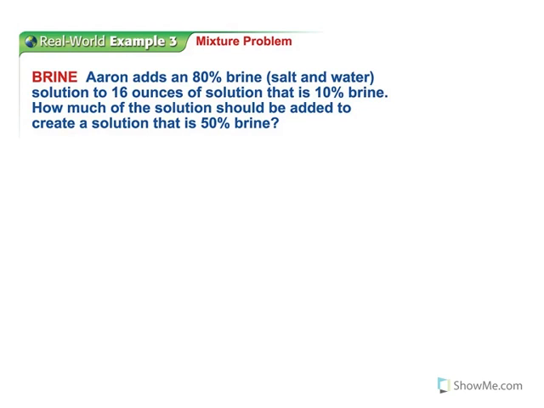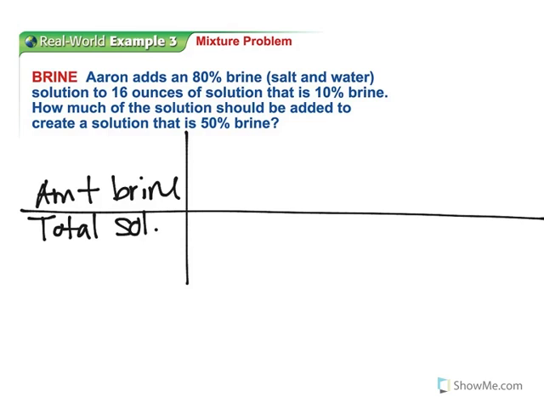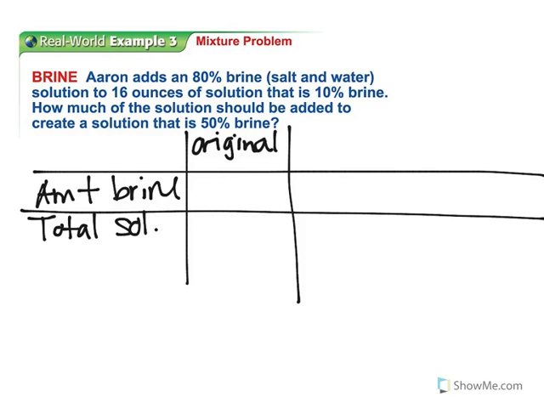So let's actually set up a table so we can keep everything straight. So on the side we're going to have the amount of brine, and we're going to have total solution. And let's see, we're going to have our original. We're going to have our added. And then we're going to have our new solution here.